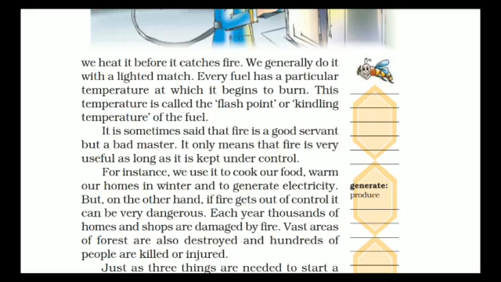So, I will ask you why this fire is considered as a friend but as a foe. Why? For instance, we use it to cook our food, warm our homes in winter, and to generate electricity. But on the other hand, if fire gets out of control, it can be very dangerous. Each year, thousands of homes and shops are damaged by fire. Vast areas, means huge areas of forest are also destroyed, and hundreds of people are killed or injured. So these are the things that happen because of the fire.